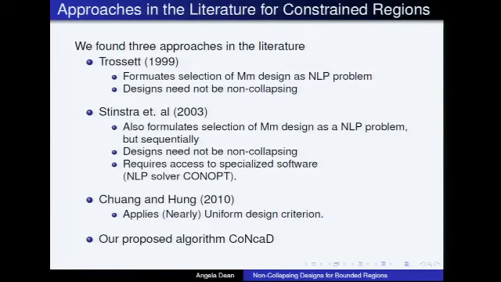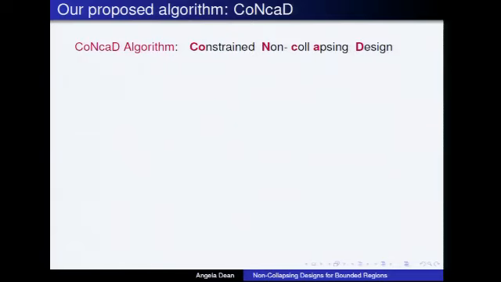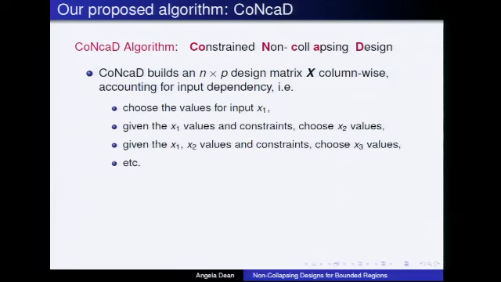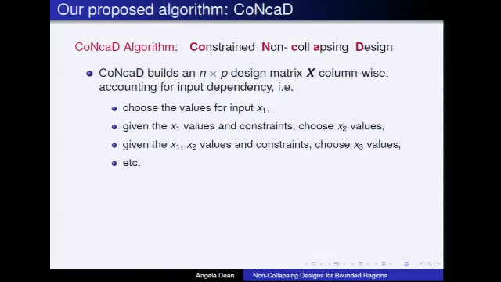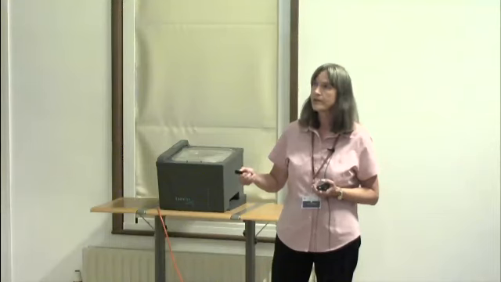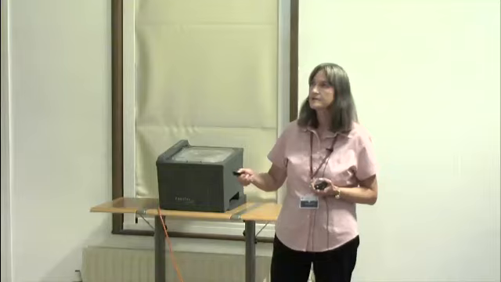Okay, so let me tell you a little bit about our proposed algorithm. We're calling it CONCAD, Constrained Non-Collapsing Design. It builds a design matrix column-wise, so that's like going from dimension to dimension to dimension, or variable by variable by variable. We start off with the first variable and we choose a good design for that variable, and then given those values and the constraints, we move into the next dimension and so on. And I'm going to show you a picture. In picture form, it's much easier to understand.